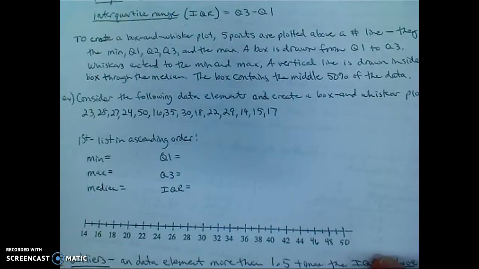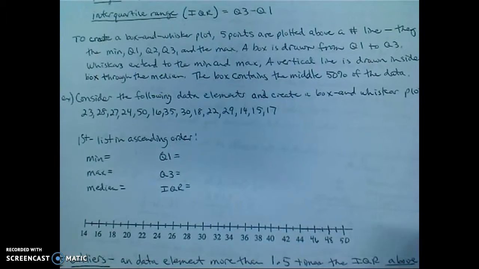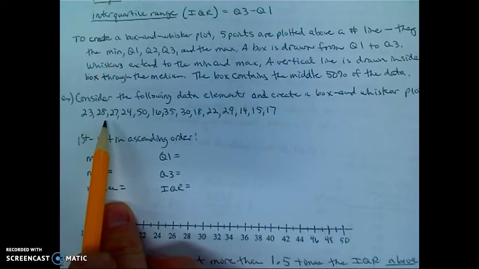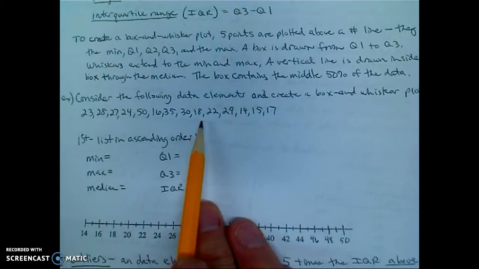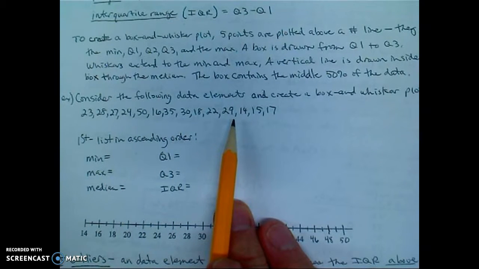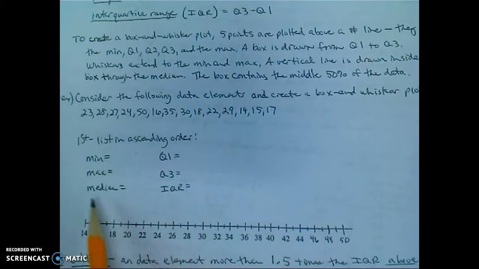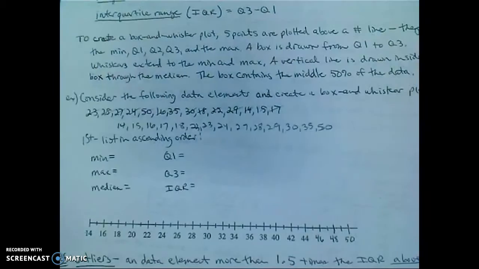So again, here's an opportunity to practice this skill. We're given a data set that is not in least to greatest order. So we need to do that first, and then we can come back and find these values. So go ahead and pause your video, put those values in order from least to greatest, and then we'll come back and we'll identify our 5 points and make a box and whisker.